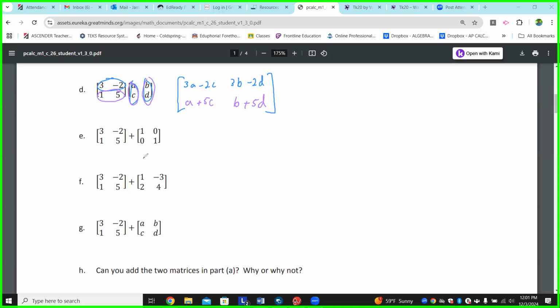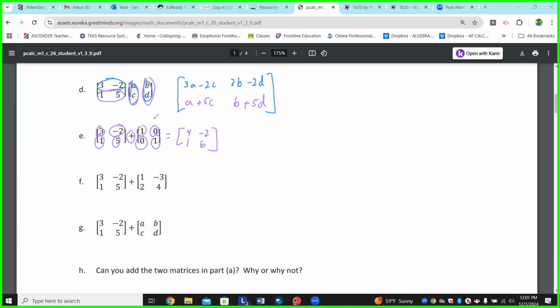All right. Plus, if you remember, we just take each element in its corresponding place and we add them up or subtract it if it's a subtraction. So 3 plus 1 gives me 4, -2 plus 0, 1 plus 0, 1. Good. 5 plus 1.